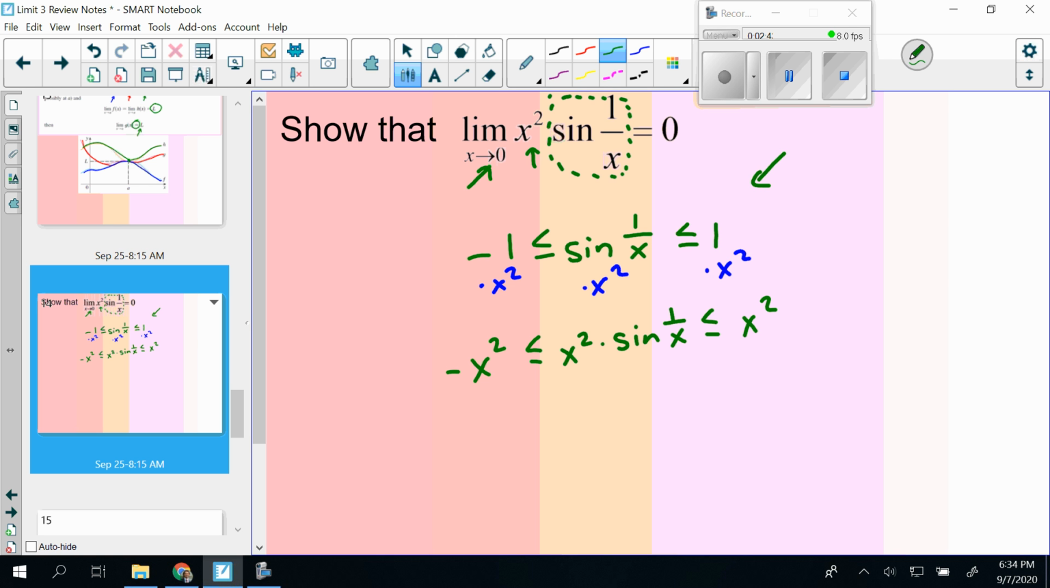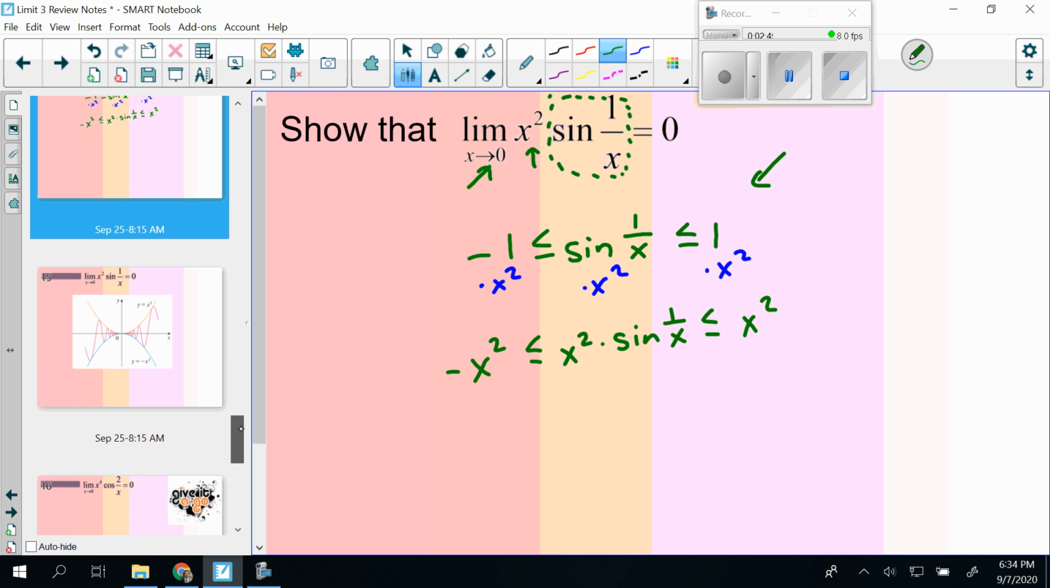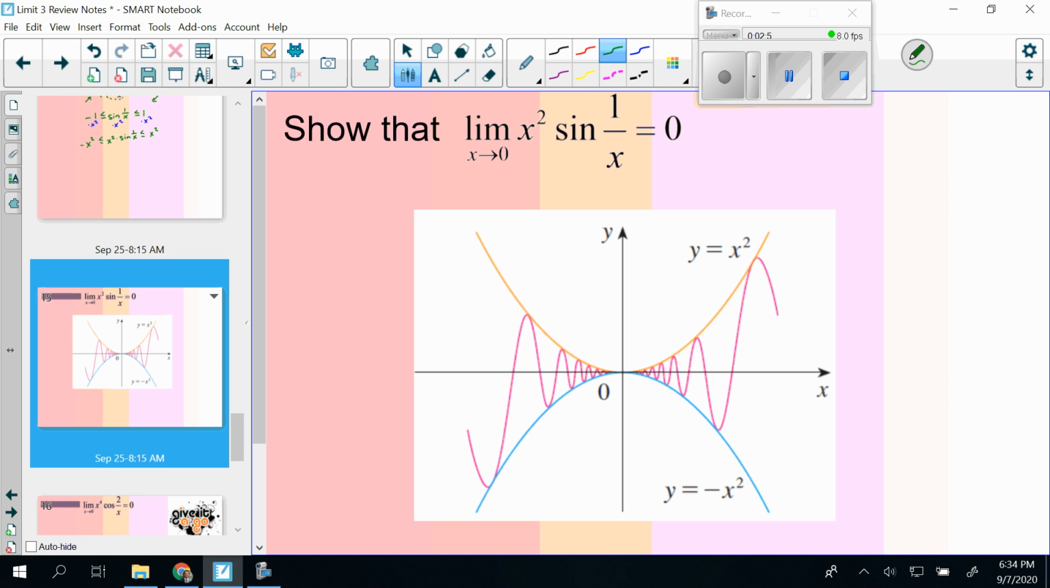So now this function that we have should always be between these other two graphs. And you can see that from here. Here's a picture of x squared. Here's a picture of negative x squared. And here, this red one should be our graph of x squared times sine of 1 over x. And you can see it's always between those other two.